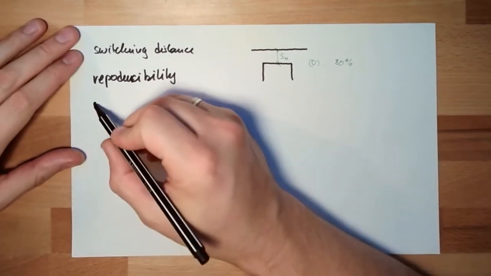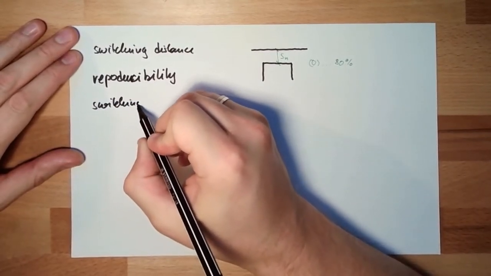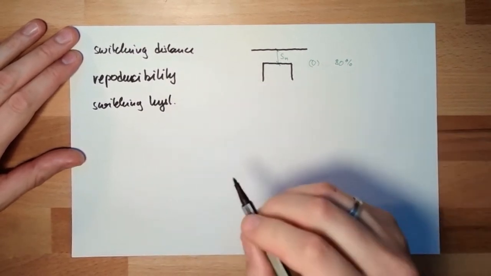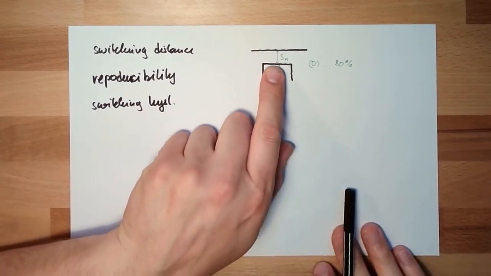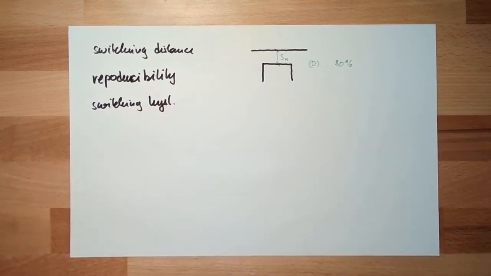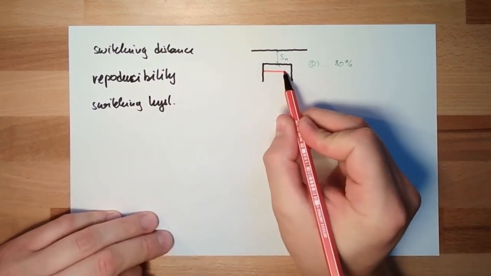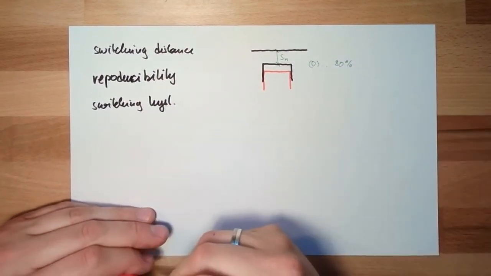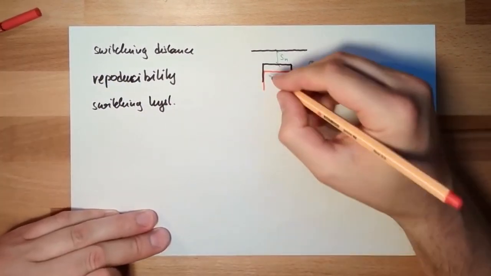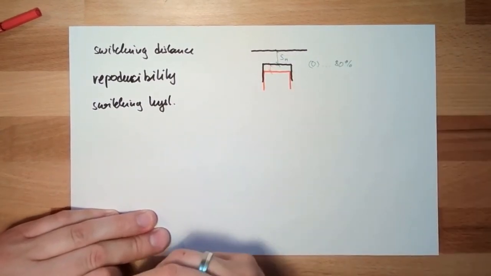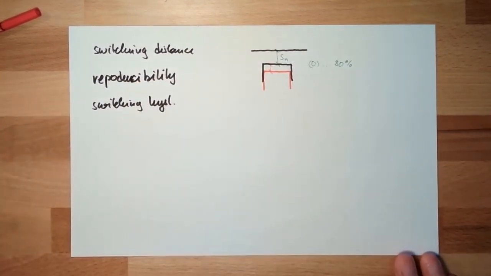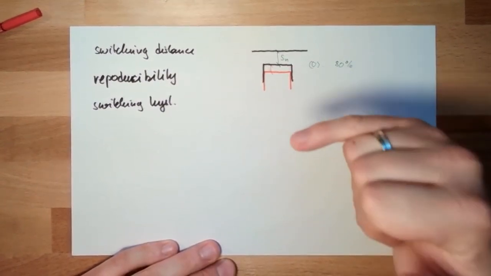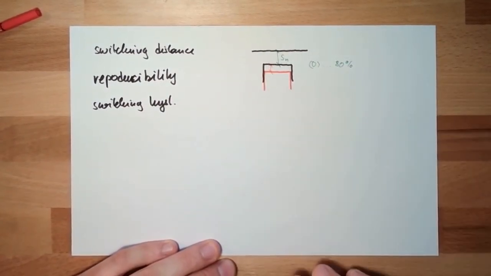Switching hysteresis. This means we're getting closer, closer, closer. Switch on. Then we're pulling away, and suddenly it switches off. But we need to pull away a little bit. And this is the switching hysteresis. It is not switching on and off at exactly the same point. This would be awful, because if it's at the right distance, it would constantly switch on, off, on, off. Then we would have bouncing as well.